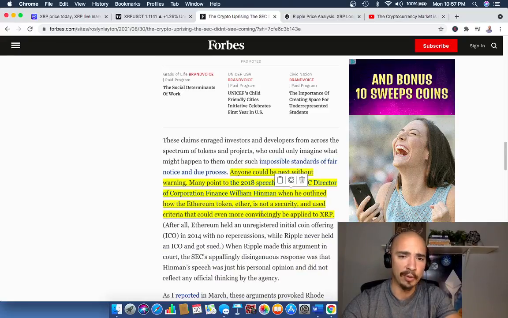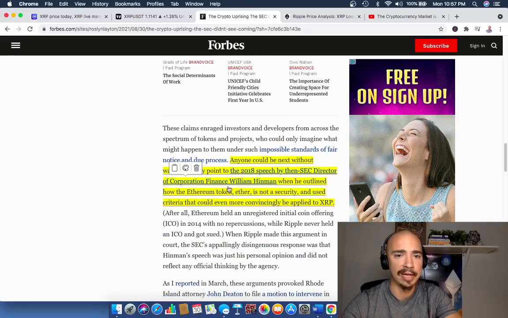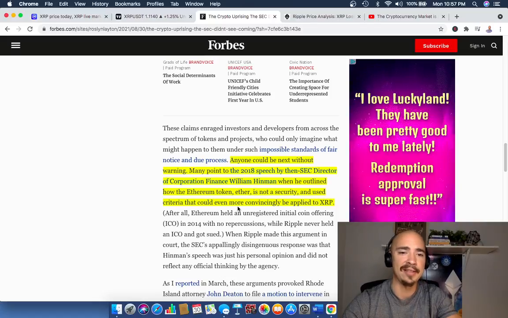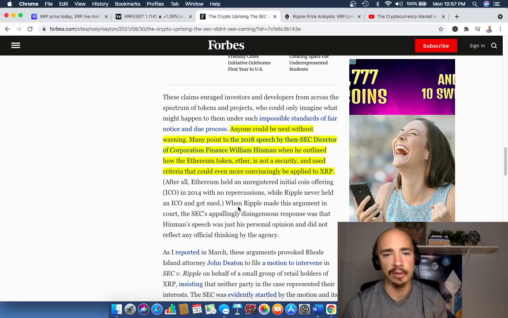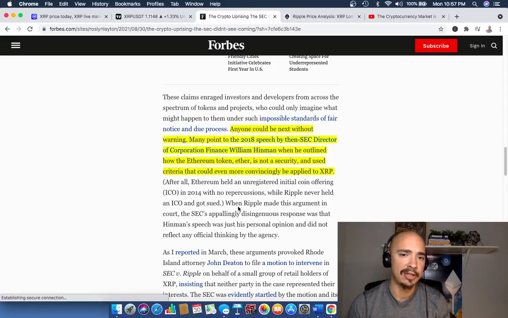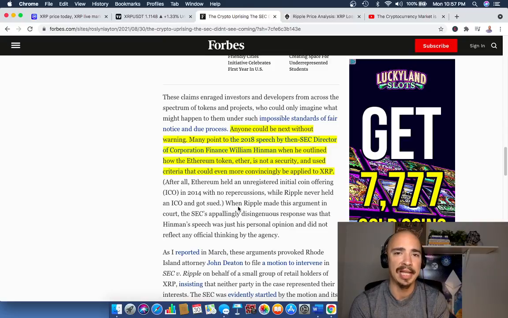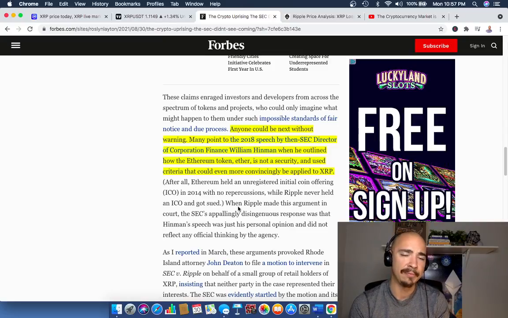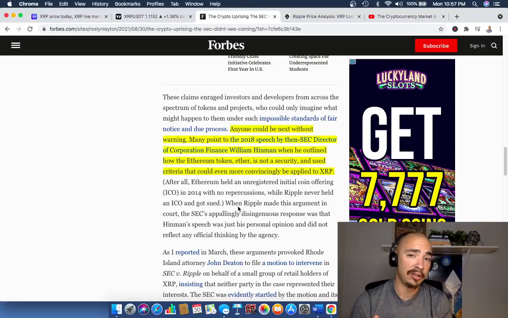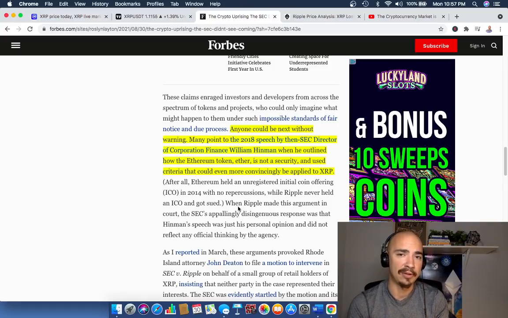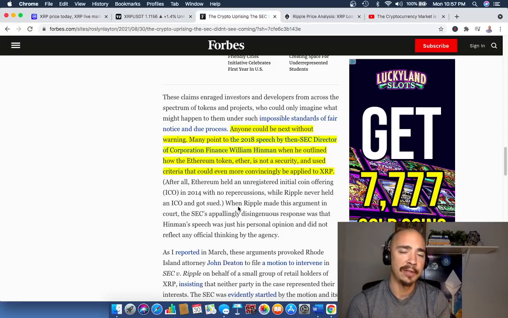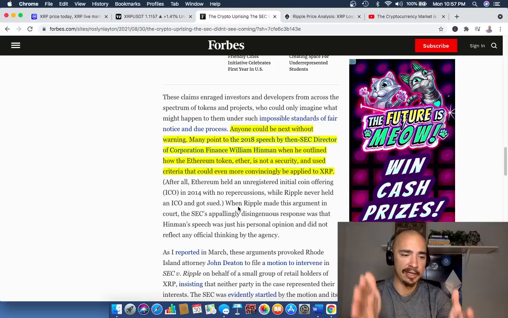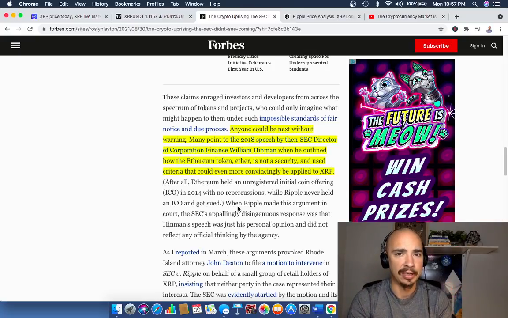It's a good point. Anyone could be next without warning. Many point to the 2018 speech by then SEC Director of Corporation Finance, William Hinman, when he outlined how the Ethereum token Ether is not a security and used criteria that could even more convincingly be applied to XRP. This is often referred back to, and it's a really good argument. It seems as if XRP is getting made an example of right now. How this all plays out, if I had a teeter-totter right here and I'm asking who's got more weight, I think I'm leaning toward XRP winning this battle.